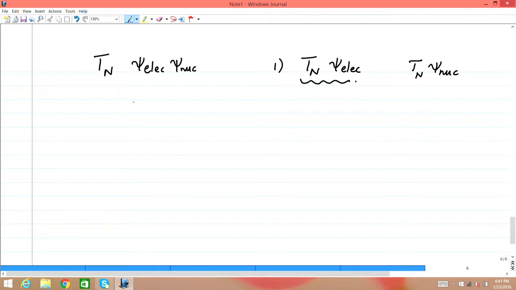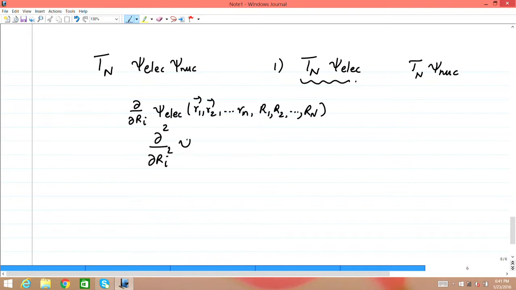Therefore, with this sort of elementary mathematics in mind, it is easy to see that the nuclear kinetic energy operator acting on the psi electronic and psi nuclear will have one, the Tn operating on psi electronic and the other Tn operating on psi nuclear. Now, this contains dou by dou Ri of psi electronic, the electronic coordinates and the nuclear coordinates. It also contains the second derivative dou square by dou Ri square of psi electronic.